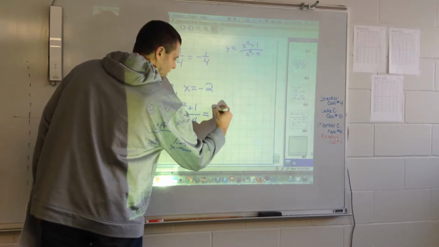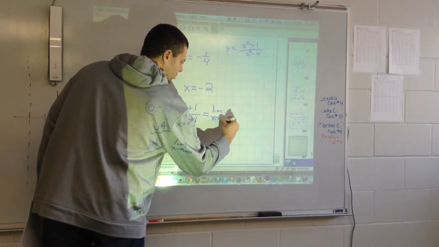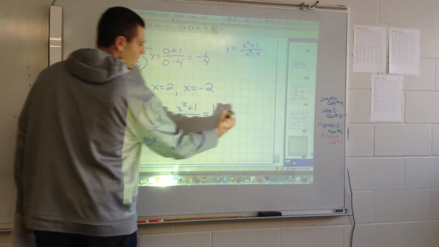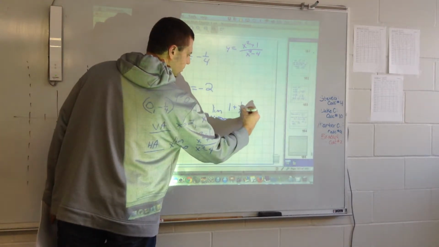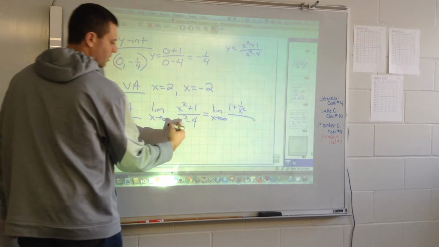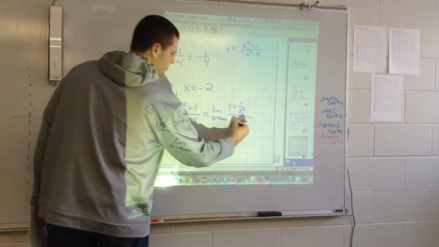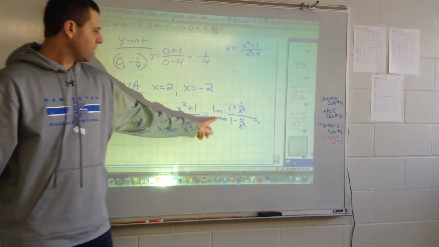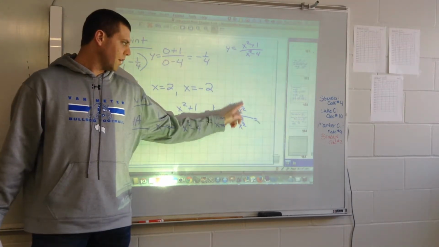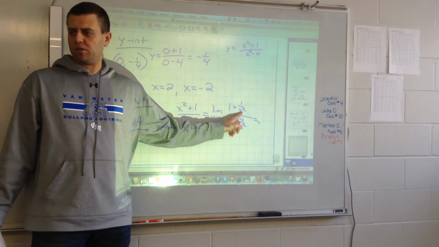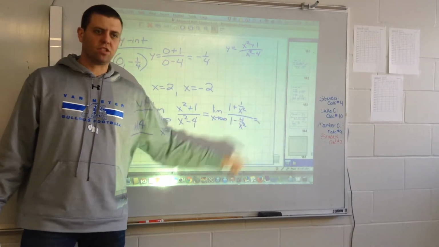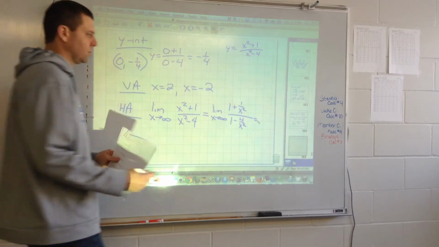So I get the limit as x approaches infinity. X squared over x squared would be 1, plus 1 over x squared, over 1 minus 4 over x squared. By substituting in a very large number for x, what's 1 divided by a very large number essentially equal to? 0. So you have 1 plus 0 on the top, 1 minus 0 on the bottom. You get 1 over 1, which is 1.